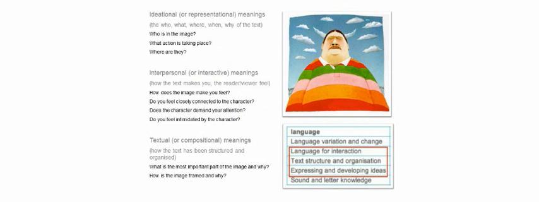The second area is interpersonal or interactive meanings: how the text makes us feel and the relationships between the images in the text and the viewer. Then there's textual or compositional meanings: how everything's been put together and organised, what's the most important part of it, how is it framed, and that's the text structure and organisation.